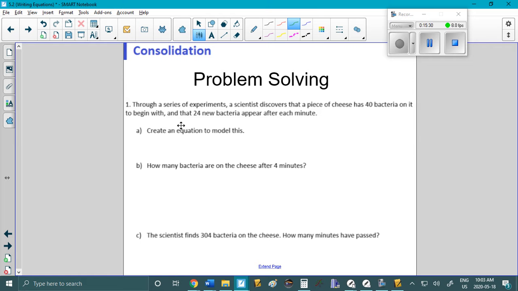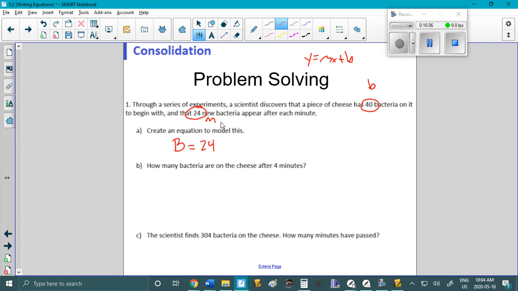Okay, next up. Through a series of experiments, the scientists discovered that a piece of cheese has 40 bacteria on it to begin with, and that 24 new bacteria appear after each minute. So first of all, remember we've got y equals mx plus b. This is what it starts with, so this is our b, and this is what it changes by, so this is our m. Okay? So we want to find out how many bacteria. So let's say number of bacteria is b equals, m is 24, so 24x.